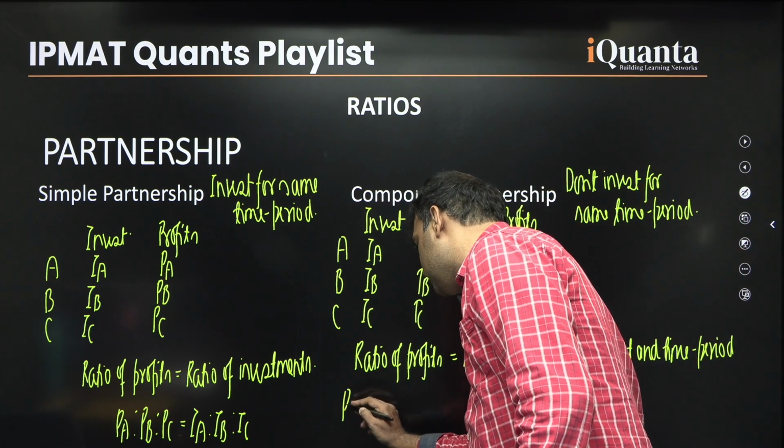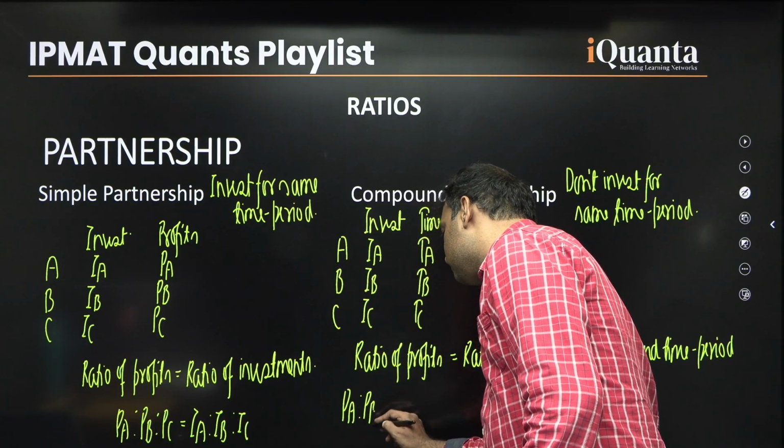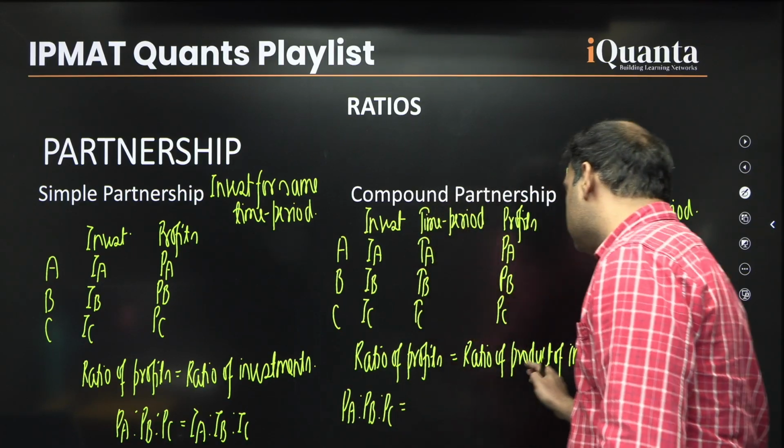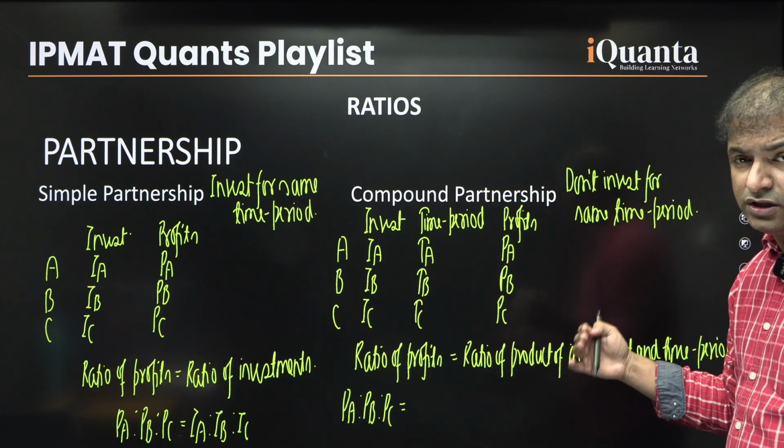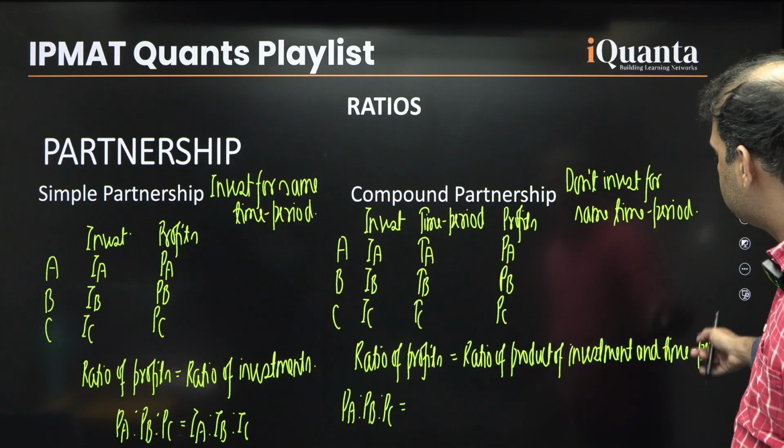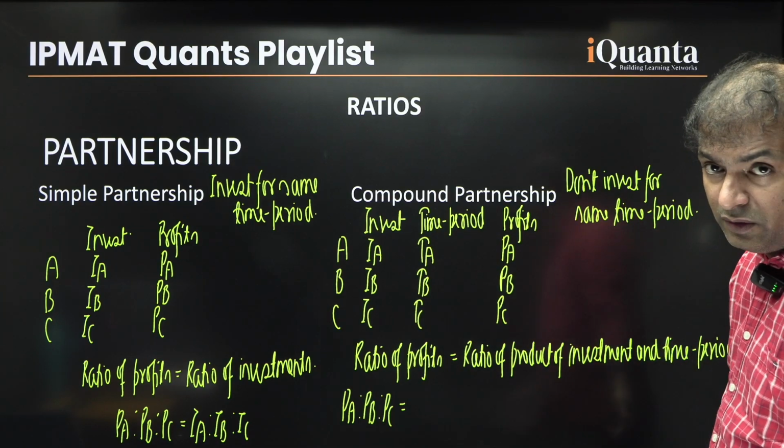We can say PA is to PB is to PC. The ratio of the profit should be what? It should be the ratio of the product. Product means, guys, multiplication. We all know that. Multiplication of investment and the respective time period of a particular partner.